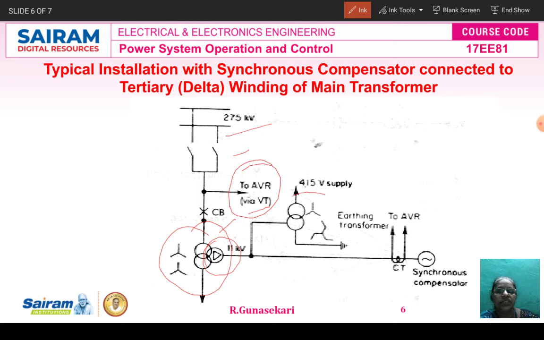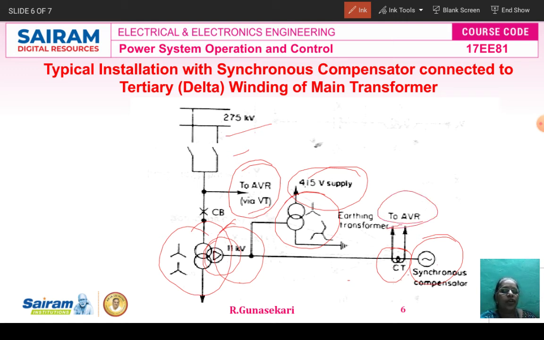This is the earthing transformer symbol. The voltage 415 volt is the power supply only. This is the 11 kV, the 275 kV stepped down line. Here we connect the current transformer, and in series we connect the synchronous compensator. That means the primary of the CT is connected to the 11 kV line, and then the secondary of the CT is connected to the automatic voltage regulator.